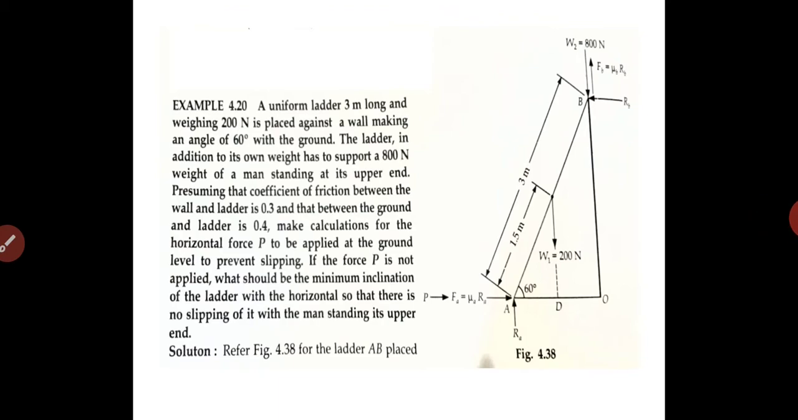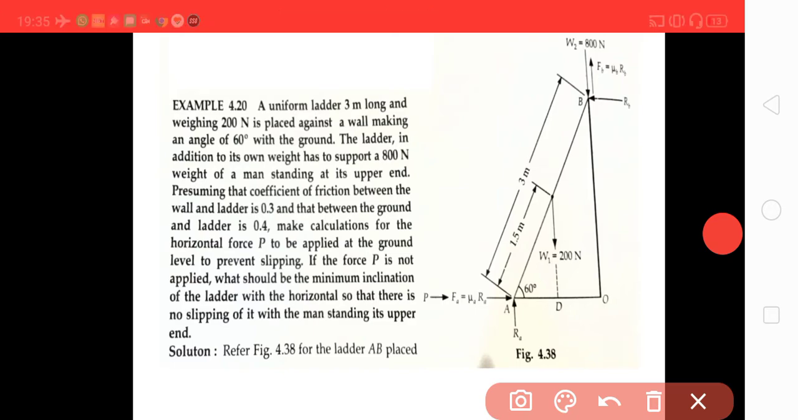A uniform ladder 3 meter long and weighing 200 Newton is placed against a wall making an angle of 60 degree with the ground. The ladder, in addition to its own weight, has to support an 800 Newton weight of a man standing at its upper end. Presuming the coefficient of friction between the wall and the ladder is 0.3 and between the ground and the ladder is 0.4, make a calculation for the horizontal force P to be applied at the ground level to prevent slipping.